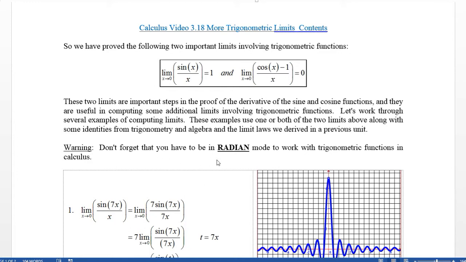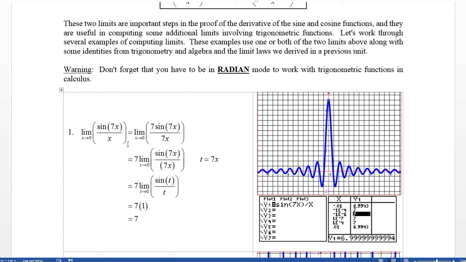Warning, don't forget that you have to be in radian mode to work with any trigonometric functions anytime in calculus. So in calculus, we're always in radian mode. So let's take a look at this example here.